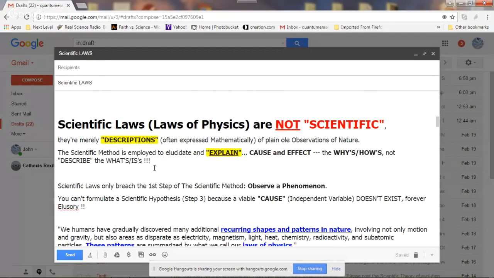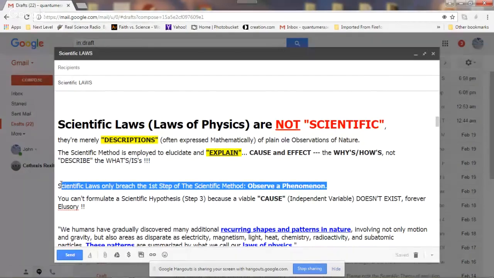Scientific laws are merely descriptions, often expressed mathematically, of plain old observations of nature. See, the scientific method is employed to elucidate and explain cause and effect, the hows and the whys, not describe the whats and the ises. Scientific laws only breach the first step of the scientific method. That's my proof. It's over right there.